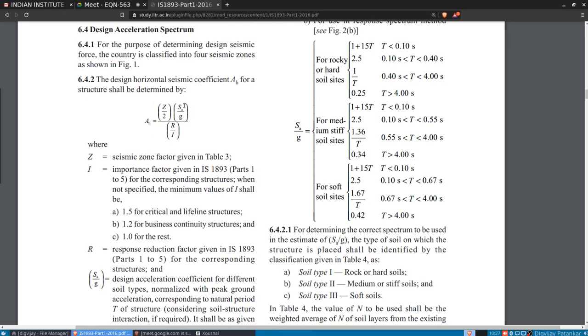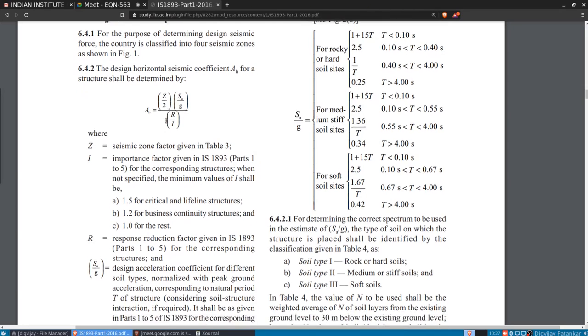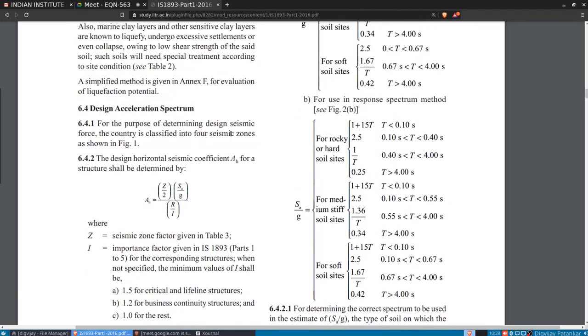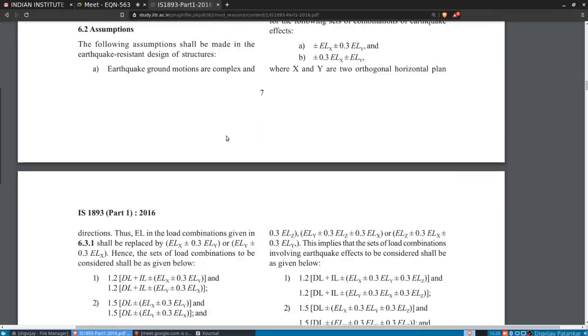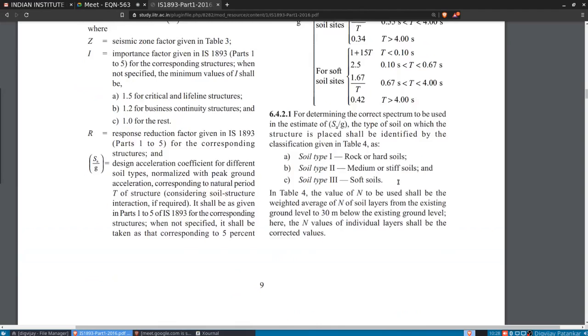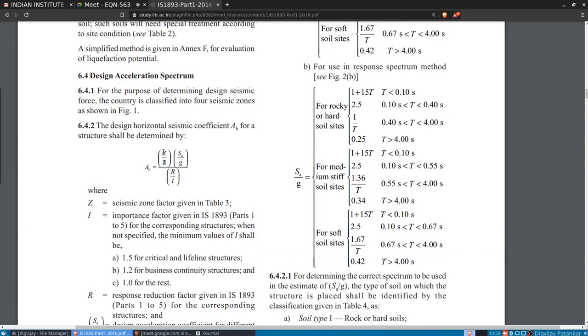So as I said, SA by G is there, and this is the additional multiplier that we have, so that we can get AH. What are all these multipliers? So let us look at it. Z is equal to seismic zone factor given in table 3. Now where is table 3? Seismic zone factor. So if suppose seismic zone 2 you have 0.1, 3, 4 and 5. So highest seismic zone that we have, for that you have Z value 0.36. That is divided by 2, Z by 2. Then we have R and I.